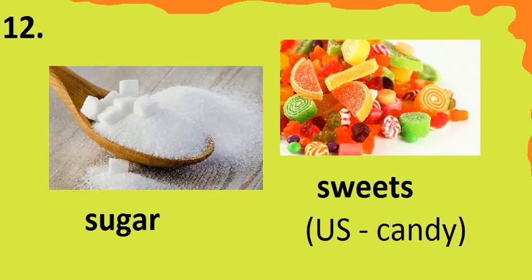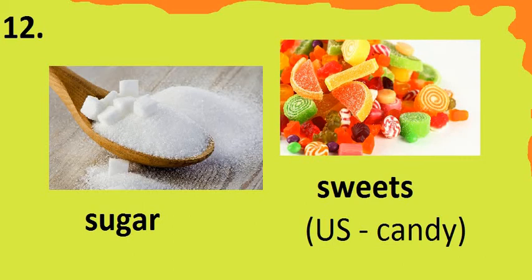Here we have sugar and sweets, and in American English, sweets would be called candy. The confusion here is that sweets are made of sugar, but they are not called sugar. So especially in China, I hear a lot of people say, "Would you like a sugar?" when they mean, "Would you like a sweet?"